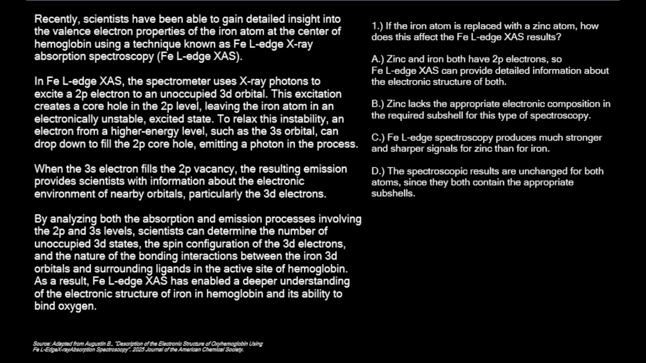When the 3s electron fills the 2p vacancy, the resulting emission provides scientists with information about the electronic environment of nearby orbitals, particularly the 3d electrons. By analyzing both the absorption and emission processes involving the 2p and the 3s levels, scientists can determine the number of unoccupied 3d states, the spin configuration of the 3d electron, and the nature of the bonding interaction between the iron 3d orbitals and surrounding ligands in the active site of hemoglobin.